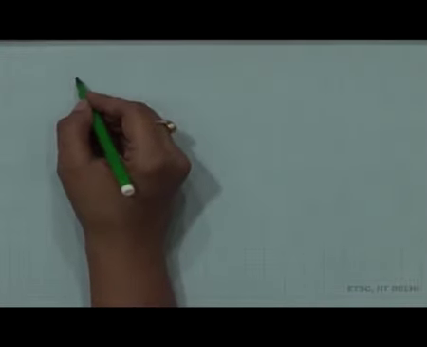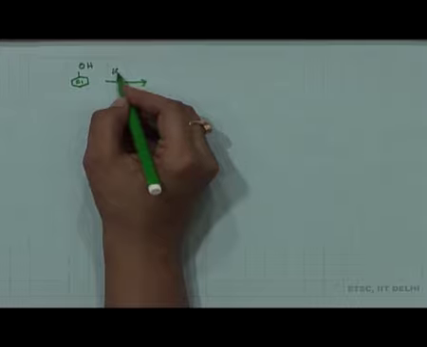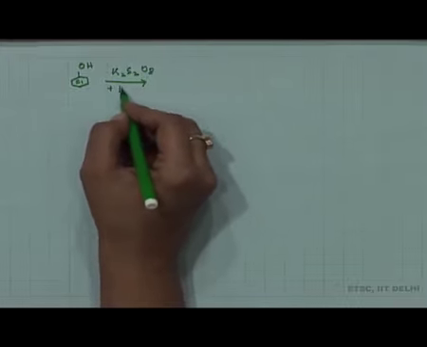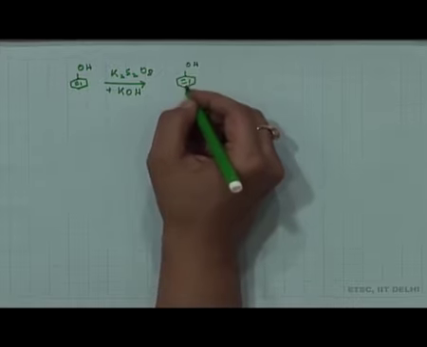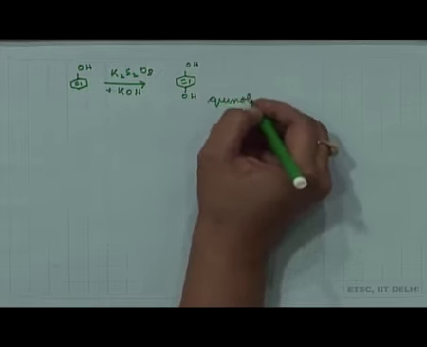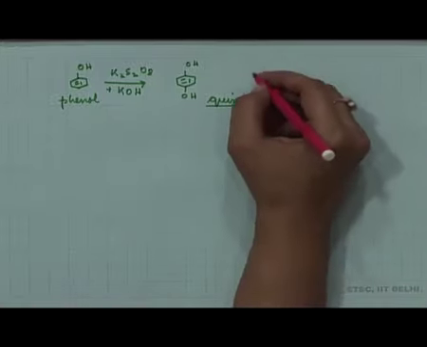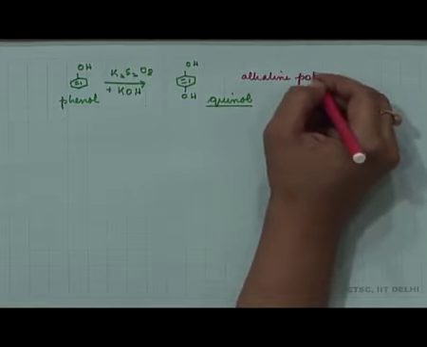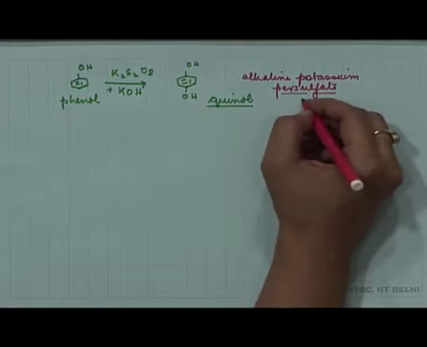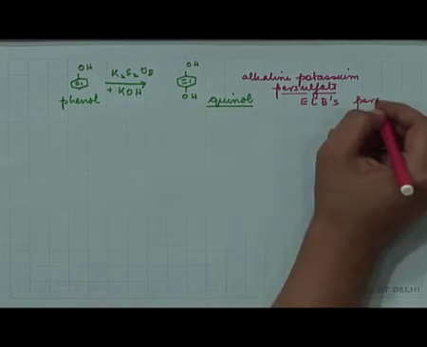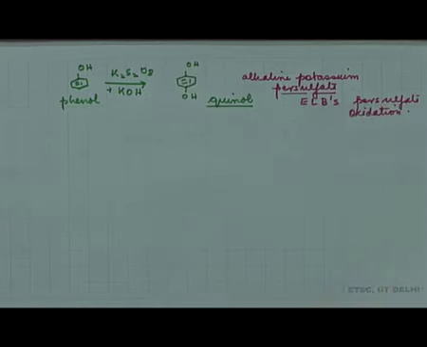Another oxidant which is used for phenol oxidation is potassium persulfate, which in the presence of KOH under alkaline conditions gives you this molecule which is called quinol. So, the conversion of this phenol into quinol. So, you are essentially reacting it with alkaline potassium persulfate, and this reaction is known as Elbs persulfate oxidation. Conversion of phenol into quinol, Elbs persulfate oxidation.